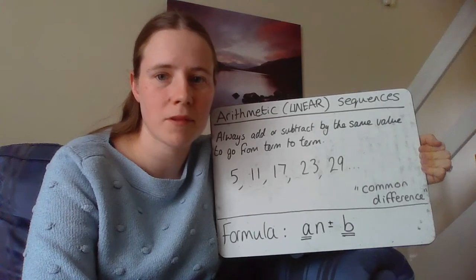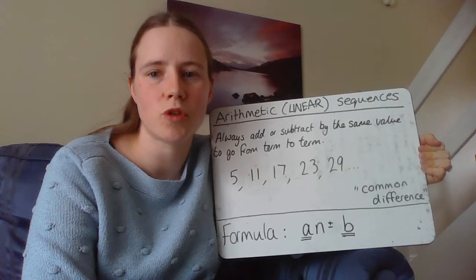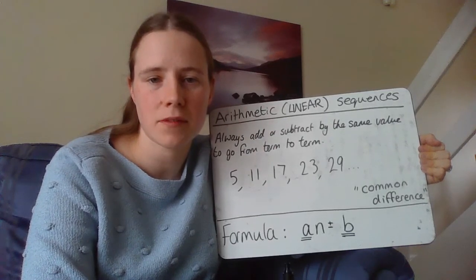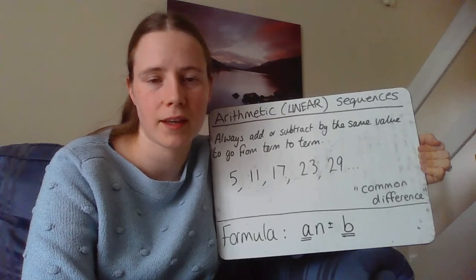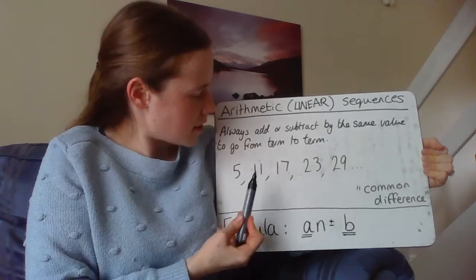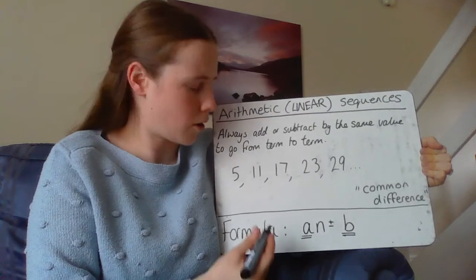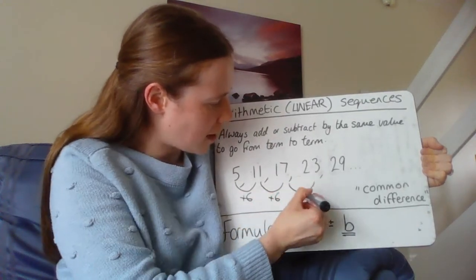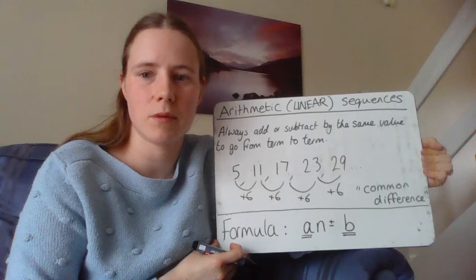Okay, so first of all, arithmetic or linear sequences, as they're sometimes called, are sequences where you always add or subtract by the same value to go from one term to the next. This is the simplest kind of sequence that you're going to deal with at GCSE, and it's probably the sequence that you've seen most before, because you will have seen it a little bit in year 7 and 8 and also year 9. So this sequence here is an arithmetic sequence, and I know that it's an arithmetic sequence because if I look at the gaps between the terms, every single time we are always adding 6. Okay, so that is what makes it an arithmetic or a linear sequence.